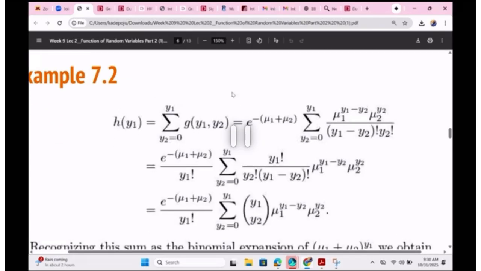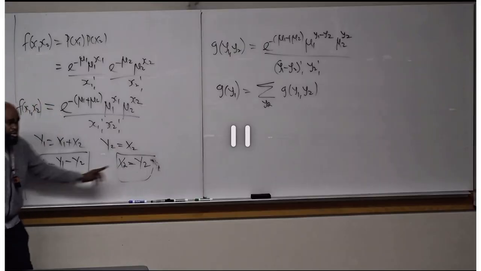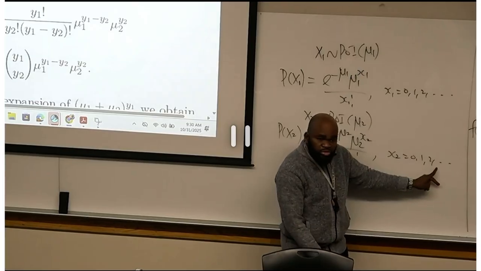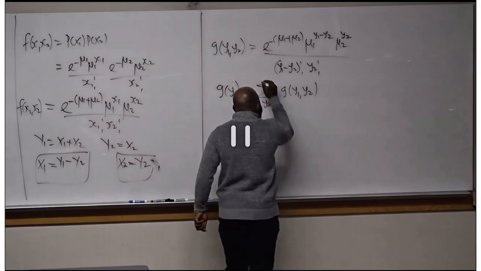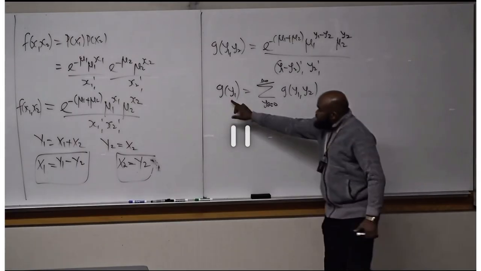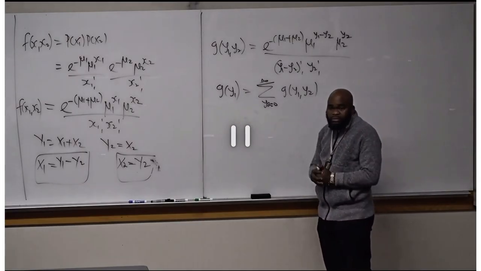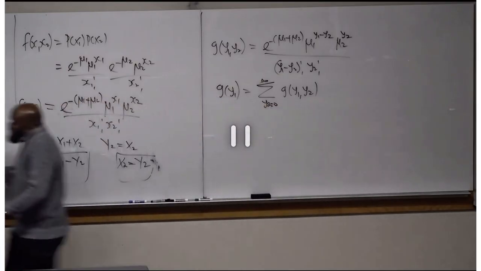Can you see this guy? Y2 starts from 0. If I want to know the range for Y2, since Y2 equals S2, and S2 is 0, 1, 2, Y2 is also going to be 0, 1, 2. So Y2 is going to start from 0 all the way to infinity. So here, I'm specifically after G of Y1. I want to marginalize right now. And that's exactly where we are now.